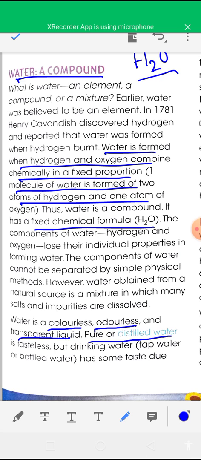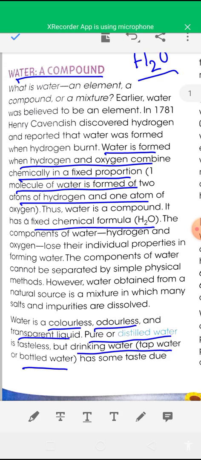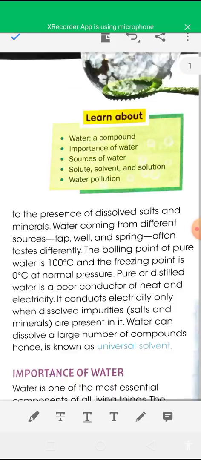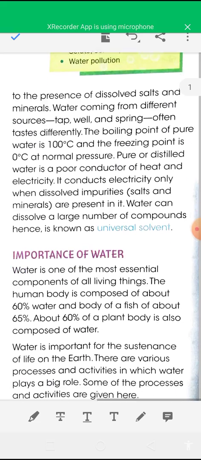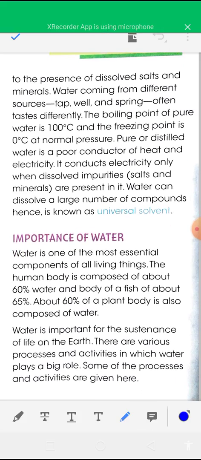But drinking water, that is tap water or bottled water, has some taste. Drinking water has some taste, but pure water does not have any taste. Drinking water has some taste due to the presence of dissolved salts and minerals in it. So the dissolved salts and minerals bring the taste of water, and the taste of water coming from different sources is different.